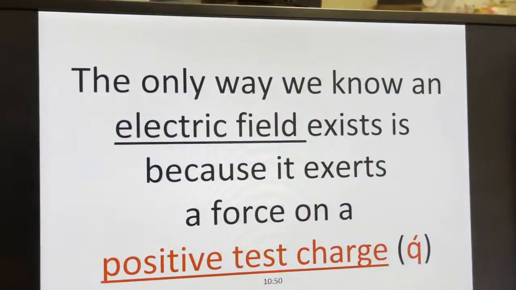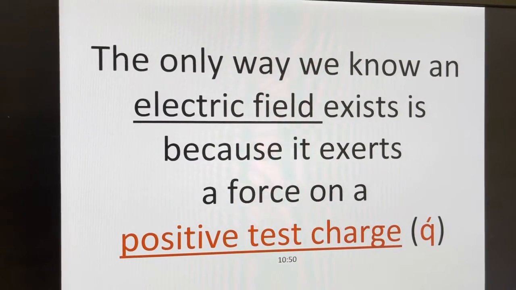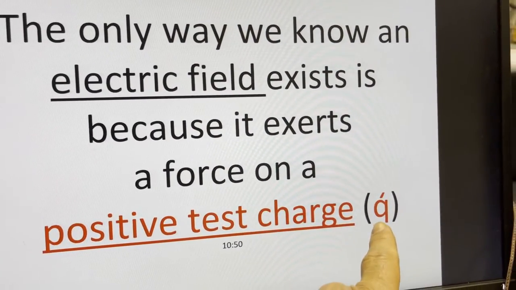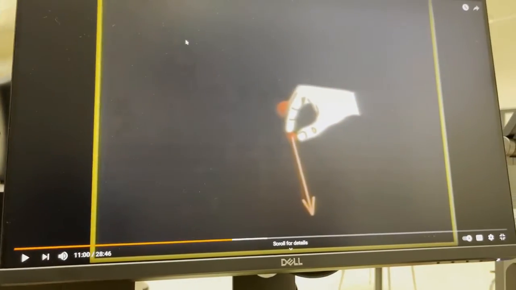It's there no matter what. Here in this video, the red is positive and blue will be negative. And this is a very important thing. I know you're writing this down. The positive test charge will be symbolized as Q prime, okay? Dash on it. Ready?